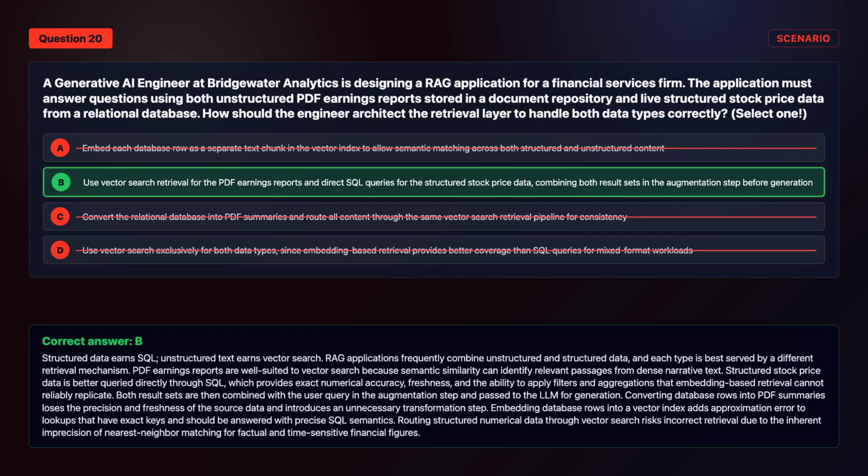Both result sets are then combined with the user query in the augmentation step and passed to the LLM for generation. Converting database rows into PDF summaries loses the precision and freshness of the source data and introduces an unnecessary transformation step. Embedding database rows into a vector index adds approximation error to lookups that have exact keys and should be answered with precise SQL semantics. Routing structured numerical data through vector search risks incorrect retrieval due to the inherent imprecision of nearest neighbor matching for factual and time-sensitive financial figures.